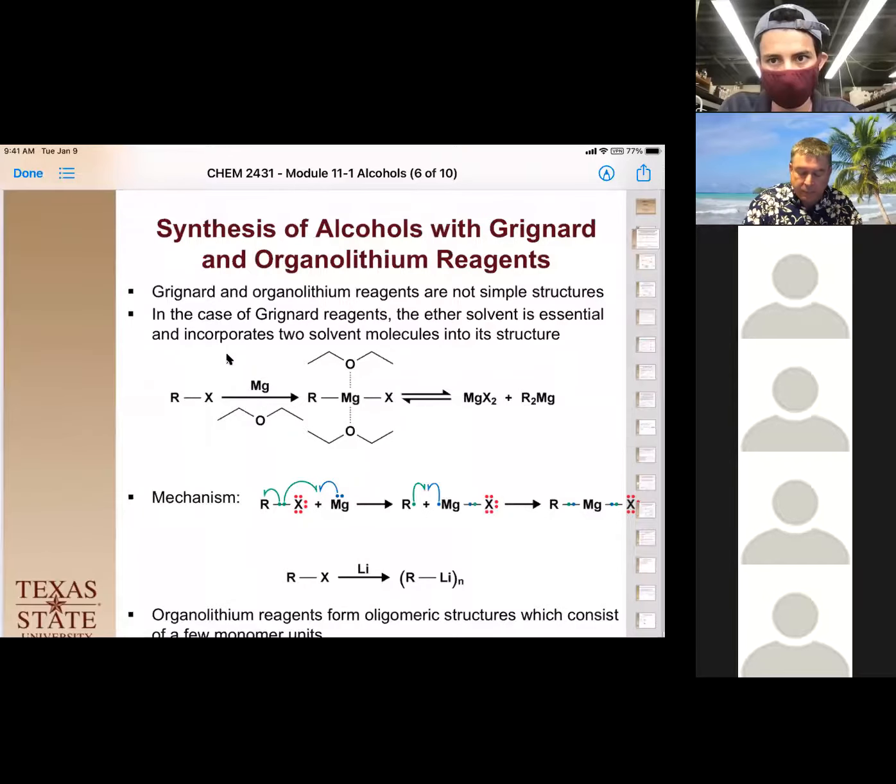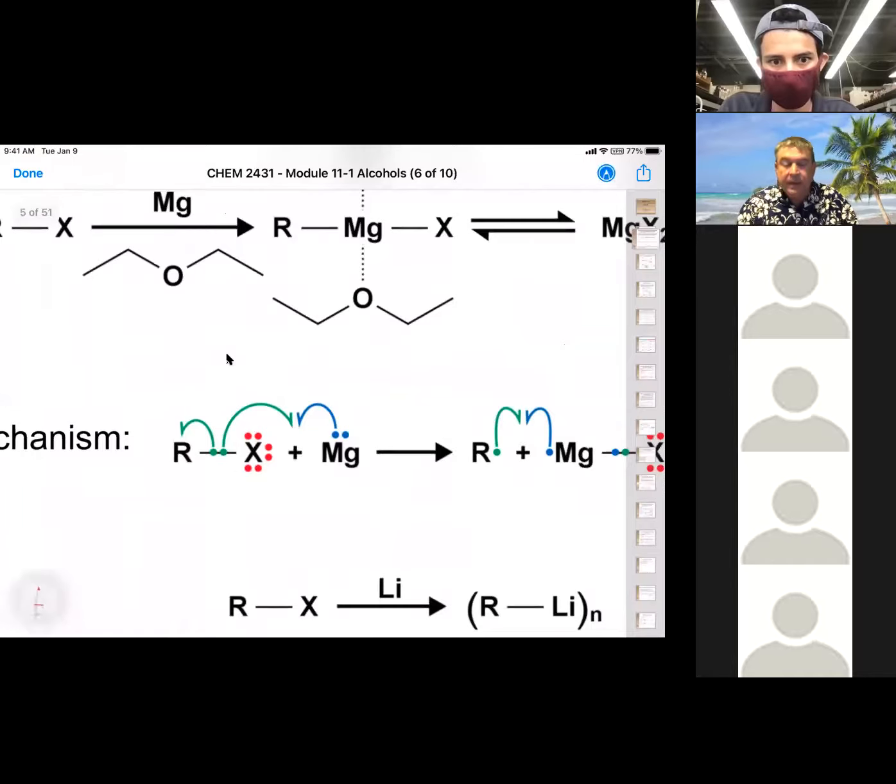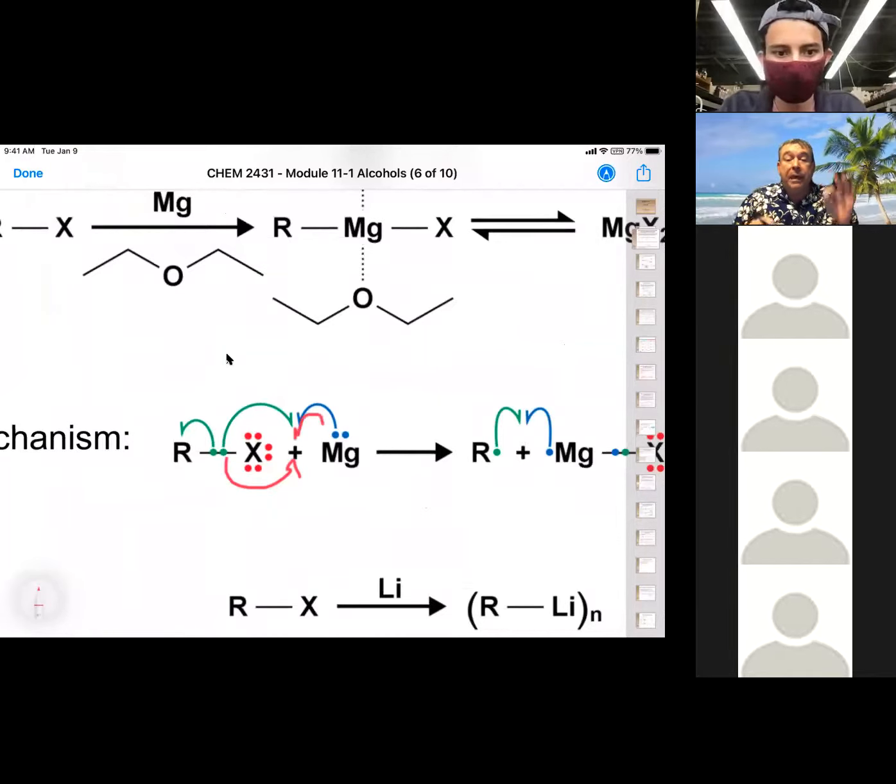So let's look at that stepwise here. The idea here is it kind of follows a radical mechanism where one electron is donated and then one of the electrons from the sigma bond is donated to create a new magnesium halogen sigma bond, okay?